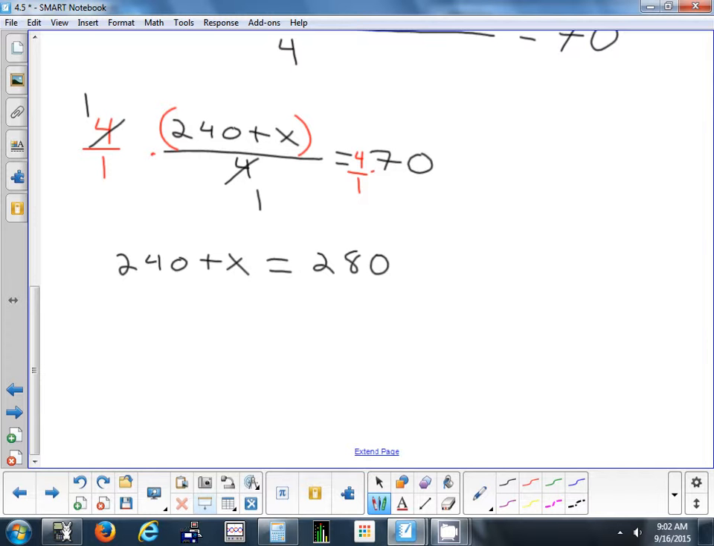One step left. My last step, and then I'll know what she needs to score on the test. You can tell me my last step. Maria? Subtract 240.